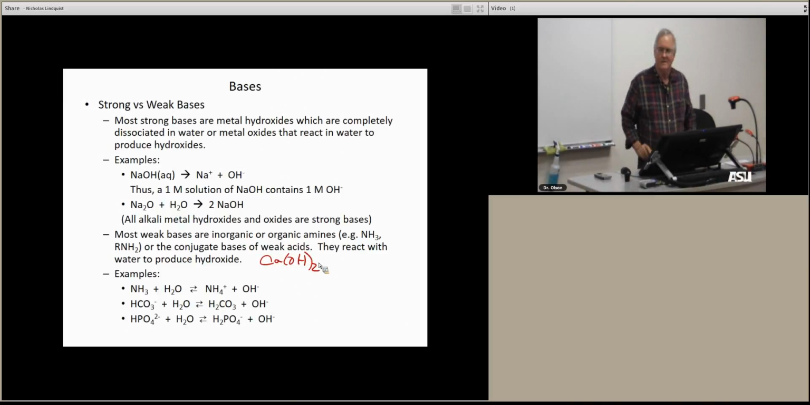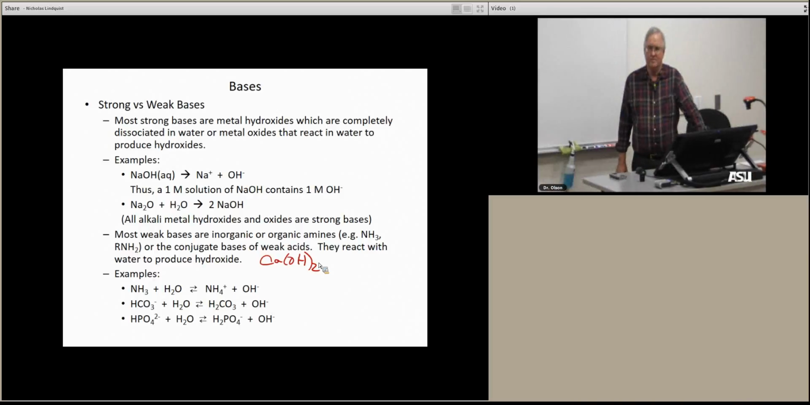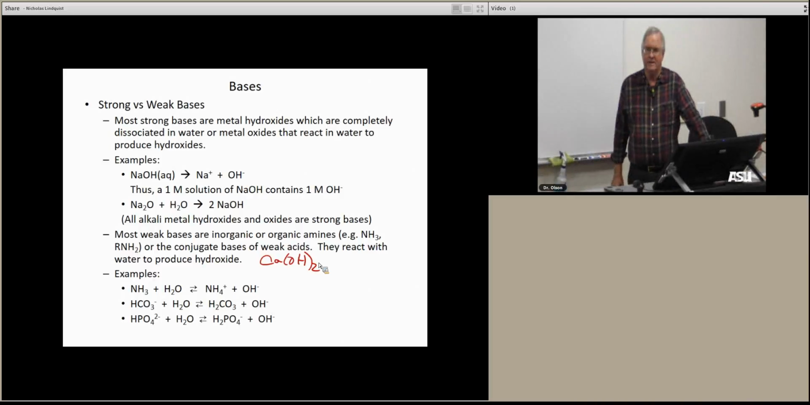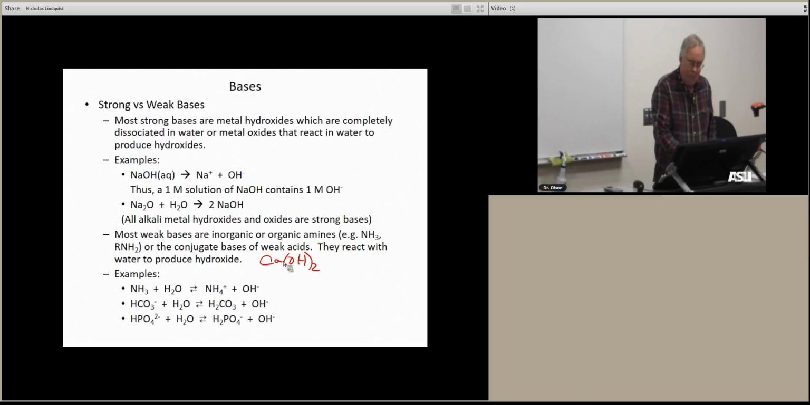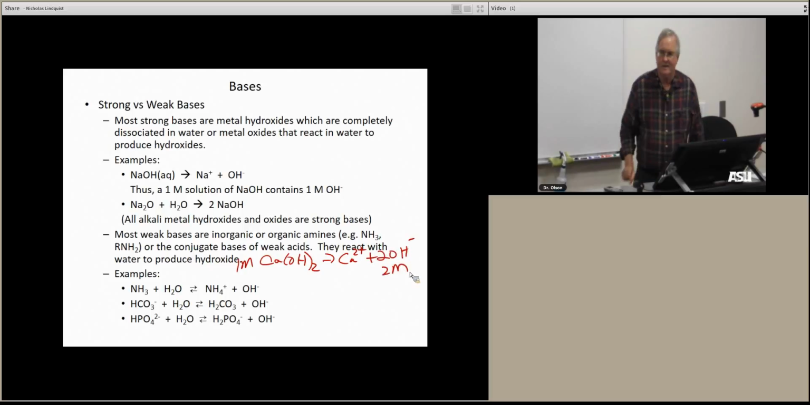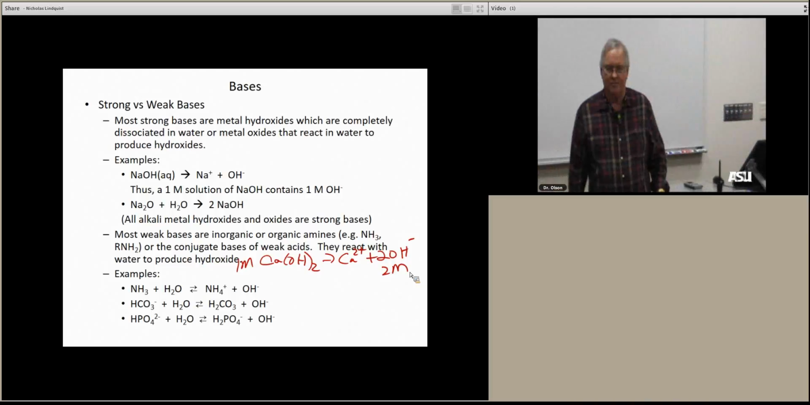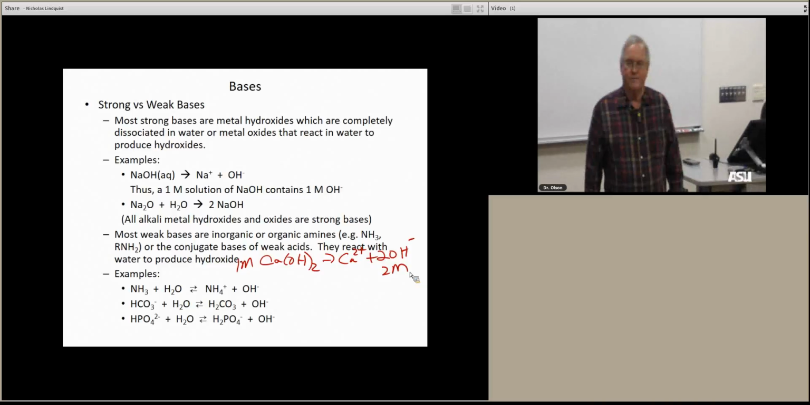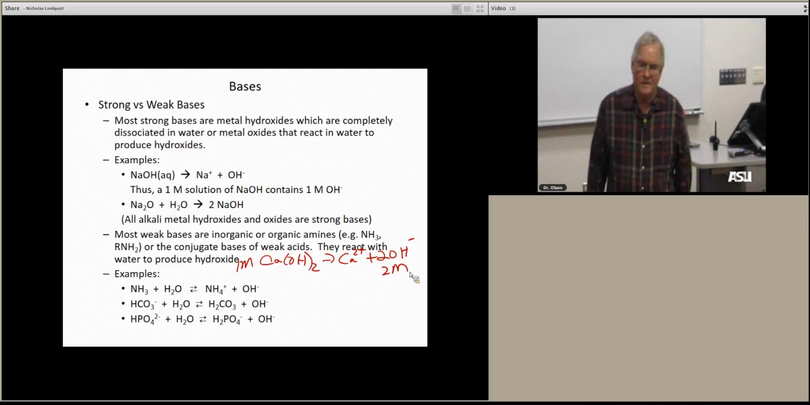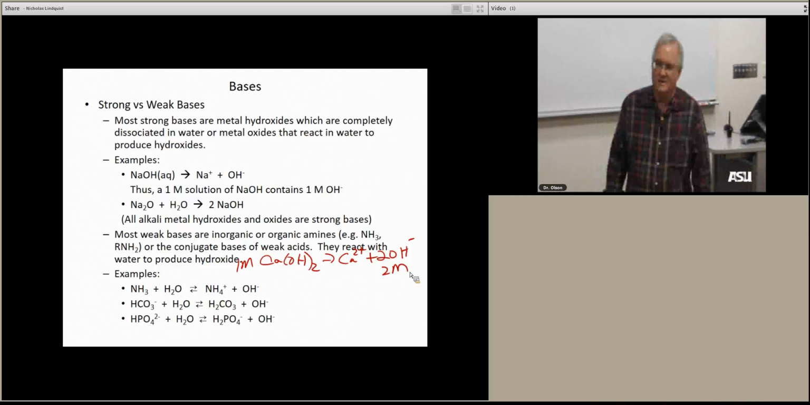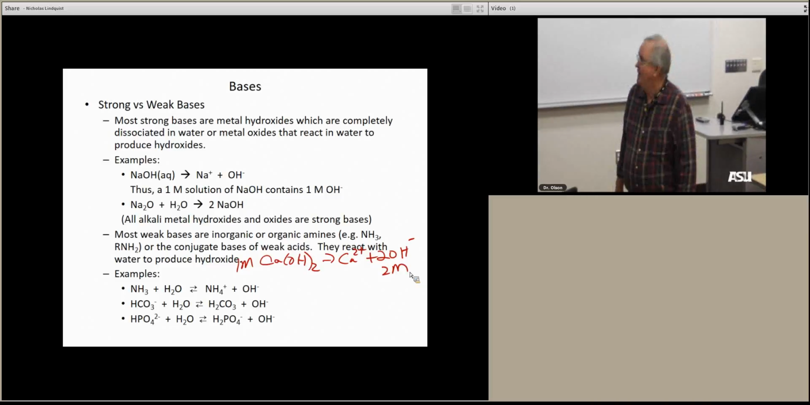calcium hydroxide has 2 hydroxides, right? Calcium is a +2 ion instead of a +1. So if I had 1 molar calcium hydroxide, that's going to dissociate in water to form calcium ions and 2 hydroxide ions. The concentration of hydroxide ion in solution would be 2 molar. It'd be completely dissociated, but since there's 2 moles of hydroxide for every mole of calcium hydroxide, the concentration of hydroxide would be 2. Okay.